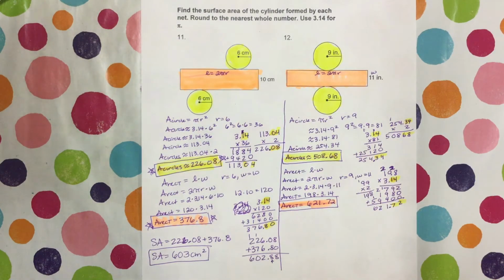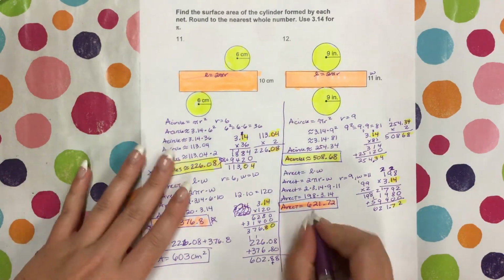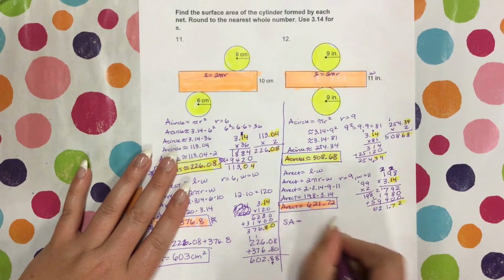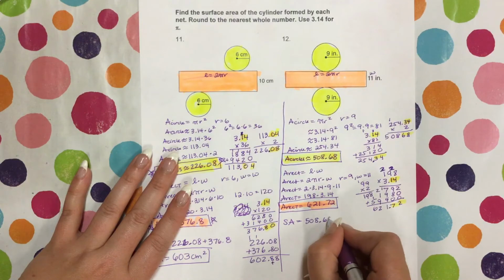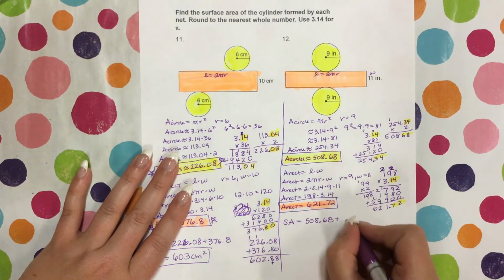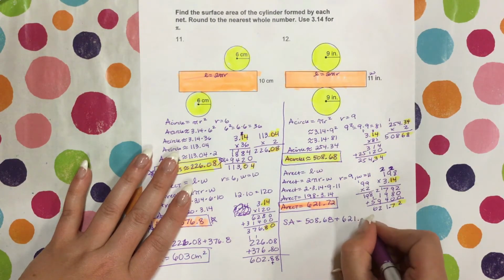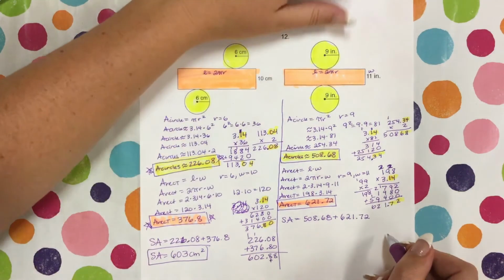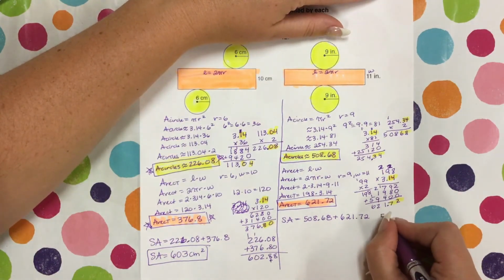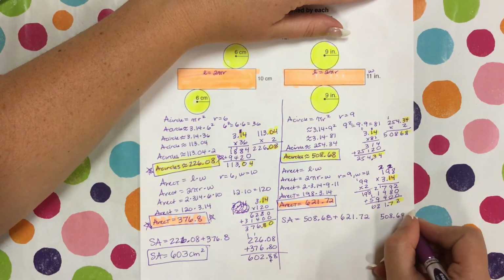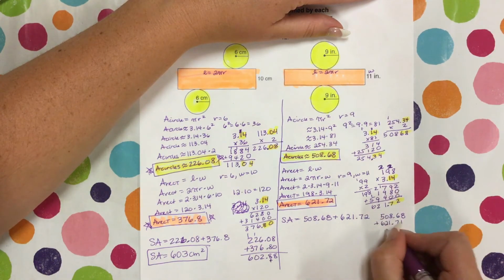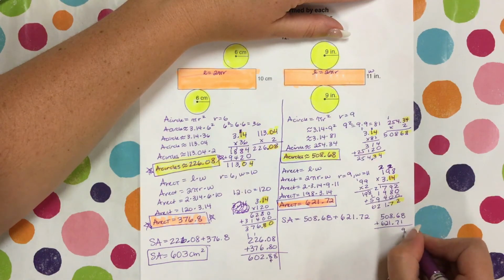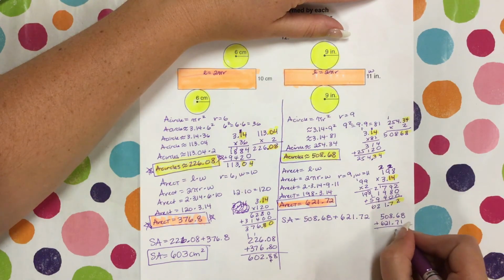Now we just need to find the surface area. So we're going to find the surface area is found by taking the area of the circles, which would be 508.68, plus the area of the rectangle, 621.72. I'm going to do these numbers off to the side. So 508.68, 621. You're always lining up the decimals when you're adding decimals. 8 plus 1 is 9. 6 plus 7 would be 13. Write the 3, carry the 1.